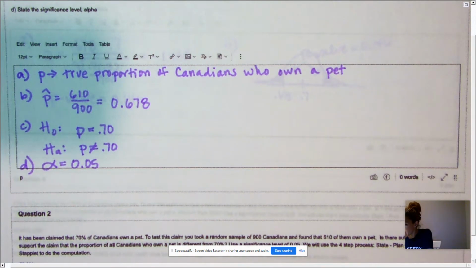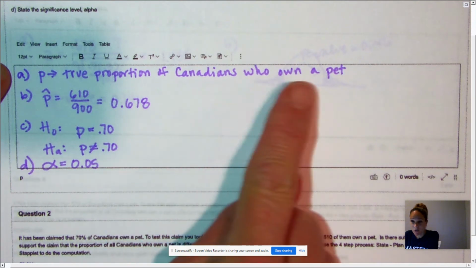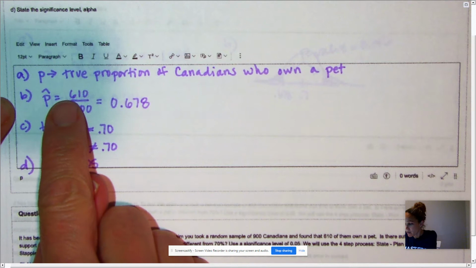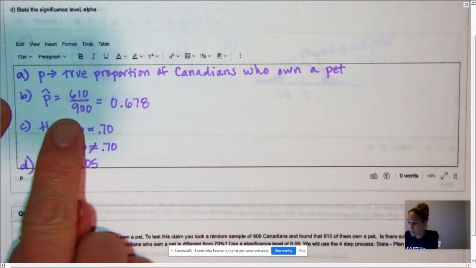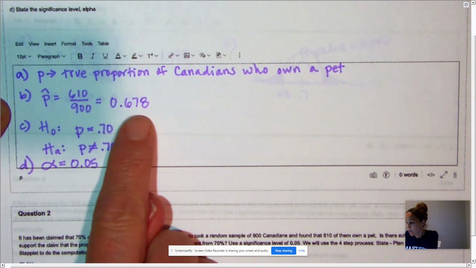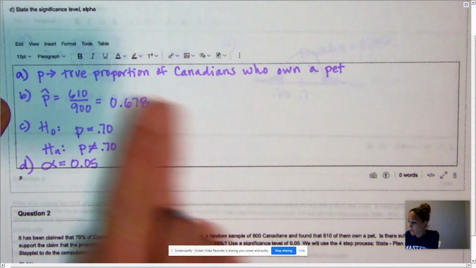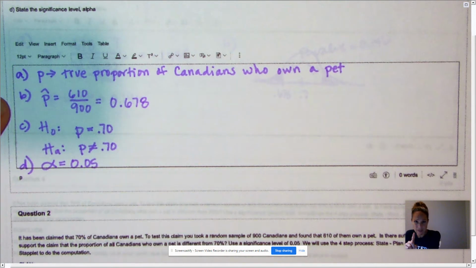For part A, it says to state the parameter of interest, which is p, the true proportion of Canadians who own a pet. For part B, p hat would be our statistic here: 610 out of 900 who own a pet. So we got a value of 0.677777. I rounded it to the third place after the decimal, but you'll see later, depending on where you round it, our answers might be a little bit different.